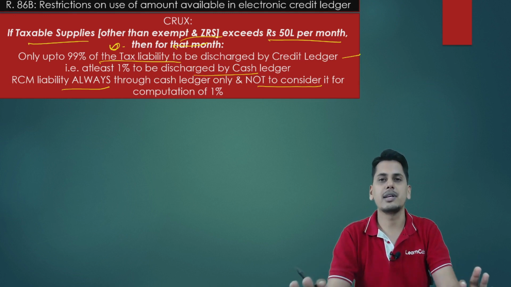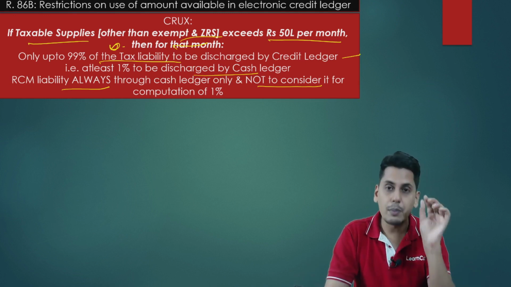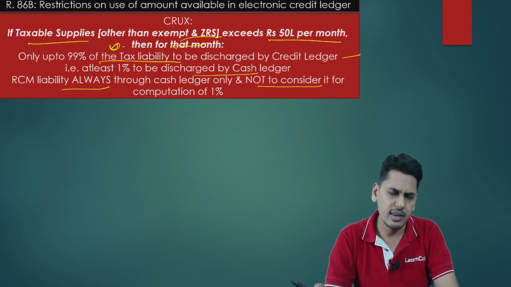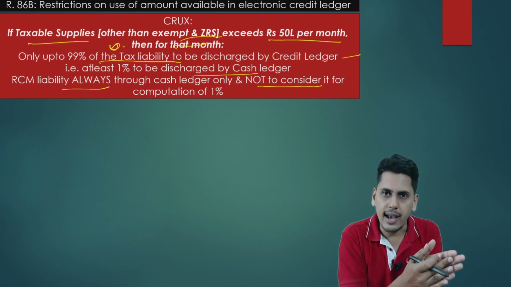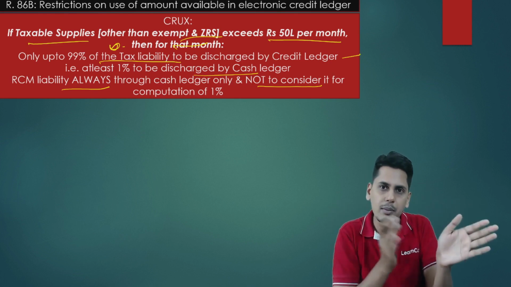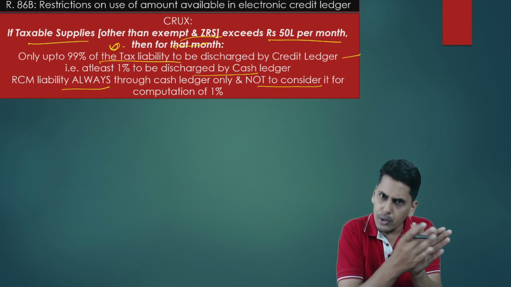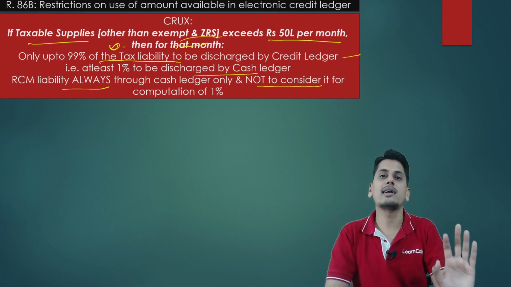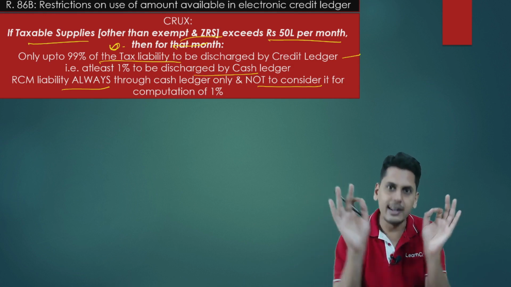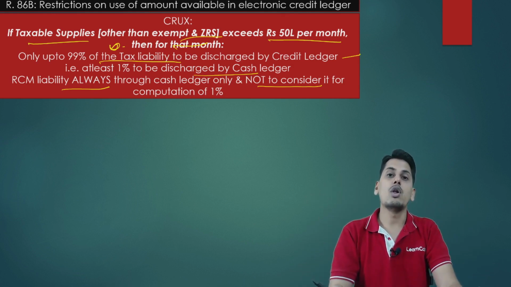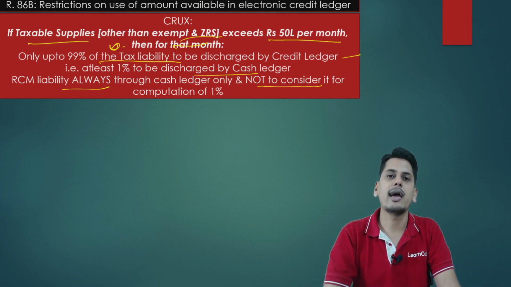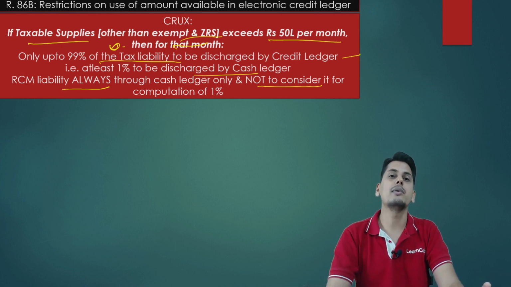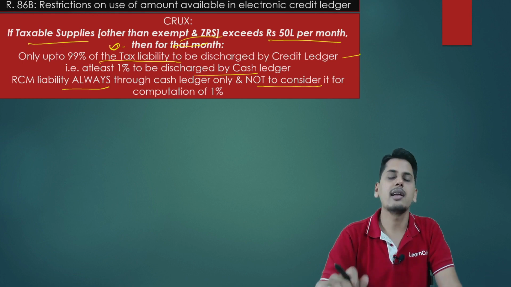So in simple terms, friends, if a particular month attracts rule 86B, then compute your output tax. What is meant by output tax? Other than RCM liability, it is your output tax. Compute your output tax. At least 1% of that needs to be paid through the electronic cash ledger. In addition to it, RCM liability will always be paid through the electronic cash ledger only. If you remember this, it is more than sufficient for forming a strong foundation regarding 86B.